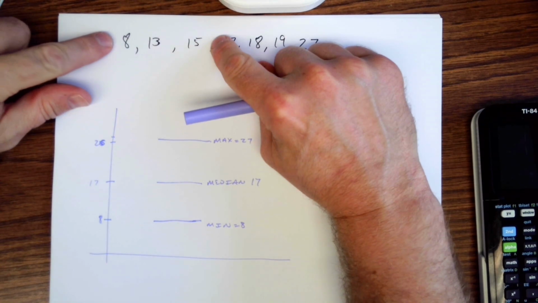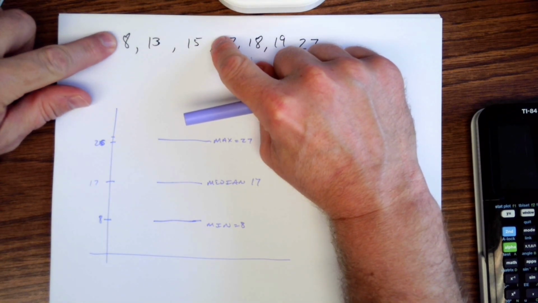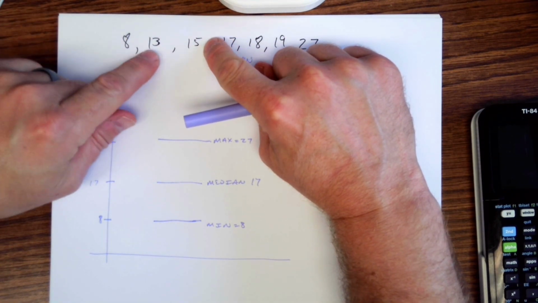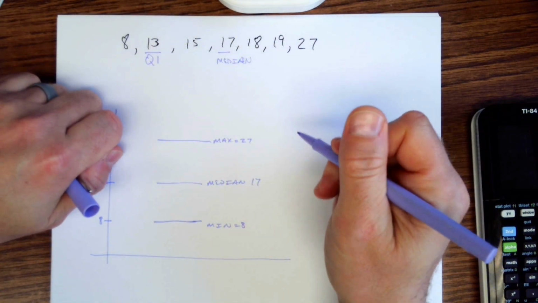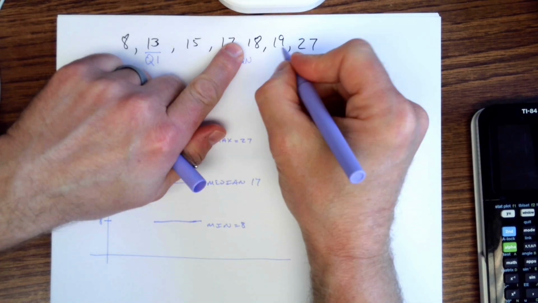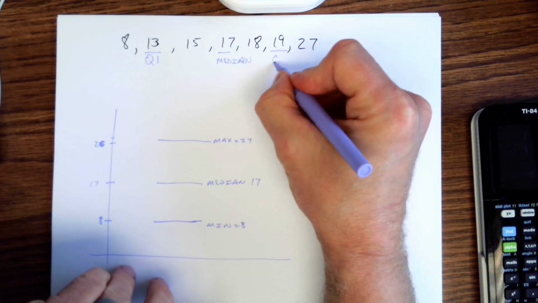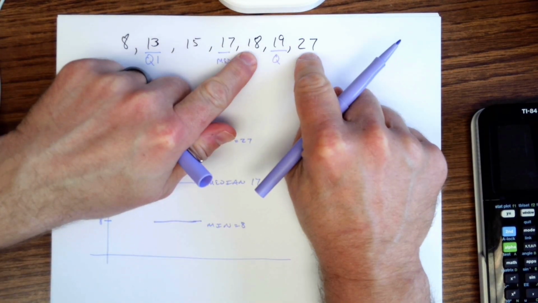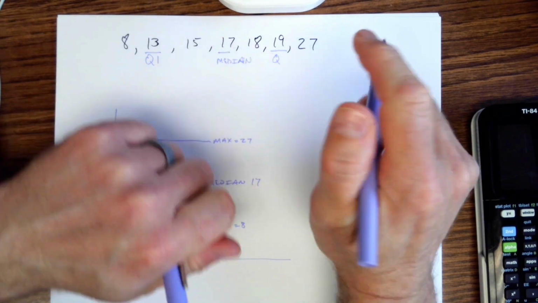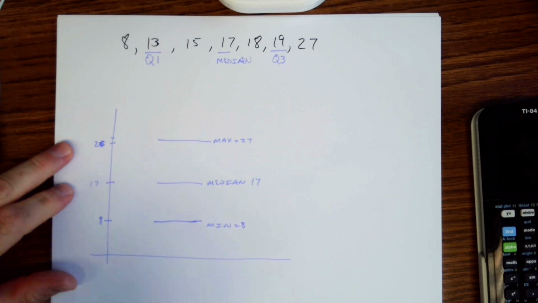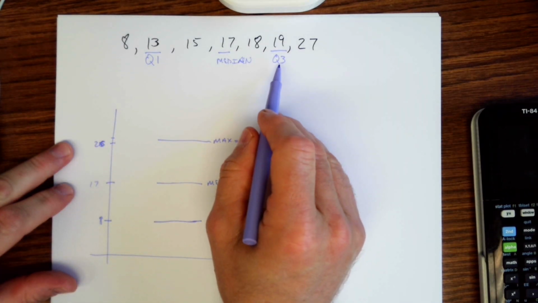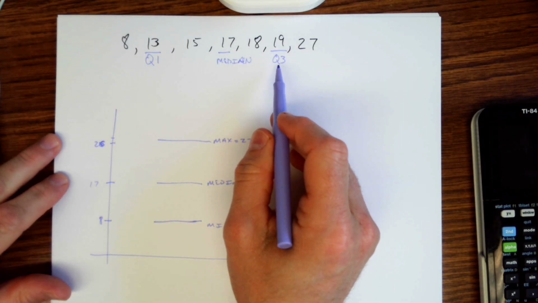Now, what we need to then do is look on either side of that. We have this data set on either side. Halfway in between there would be 13. So right here is Q1. Same thing on the other side, which means 19. So halfway in between 18 and 27 would be the outside. And if we had other values, we'd just count in, this would be Q3. So that's our first quartile and our third quartile.